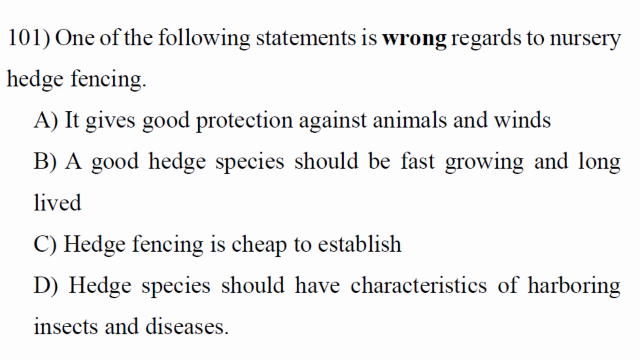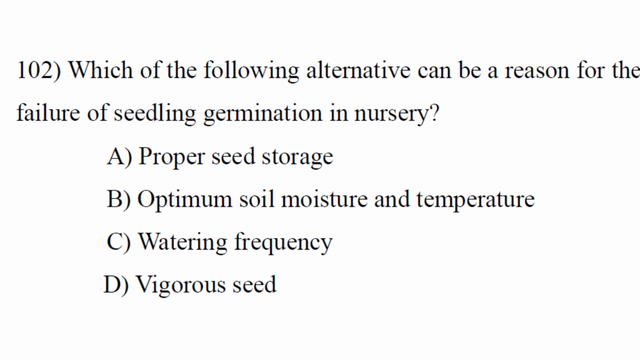Answer, D. Hedge species should have characteristics of harboring insects and diseases. 102. Which of the following alternative can be a reason for the failure of seedling germination in nursery? A. Proper seed storage. B. Optimum soil moisture and temperature. C. Watering frequency. D. Vigorous seed.